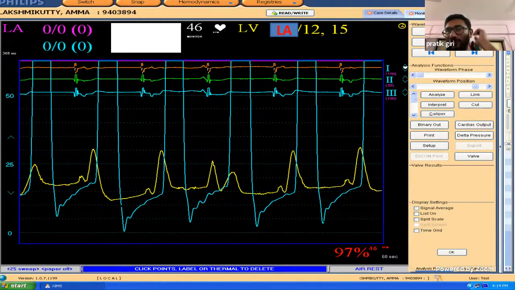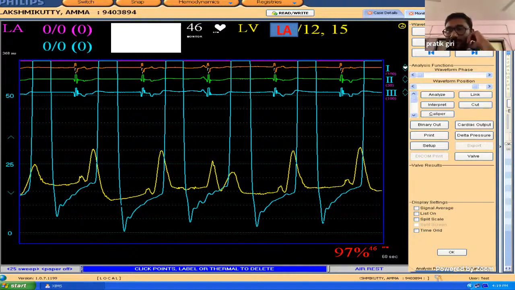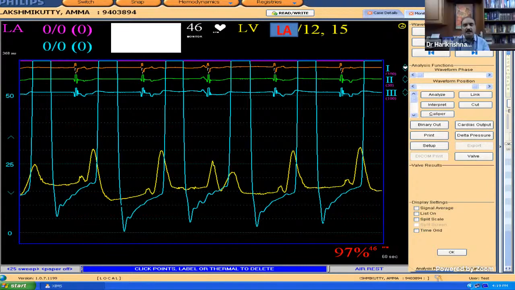Actually, sir, it looks like a pulmonary arterial tracing rather. That's okay. Pulmonary artery tracing, or it is written in different colors. That is slightly differently written. That's okay. So what is happening is one is an atrial pressure waveform, the other is a ventricular pressure waveform. There is no confusion regarding that. So what is happening to the third wave? What is the third wave?